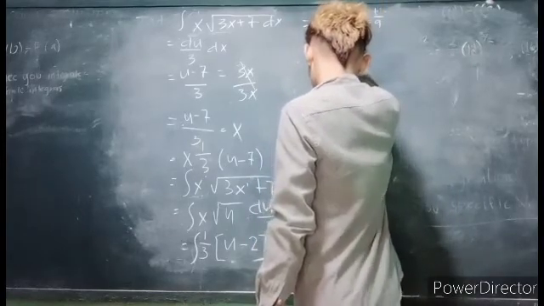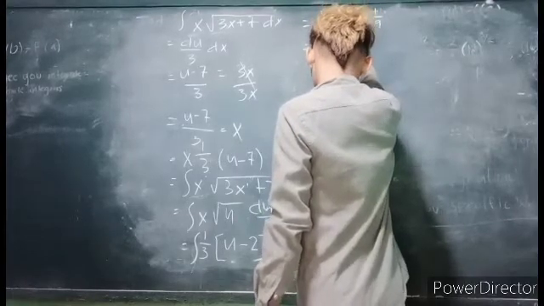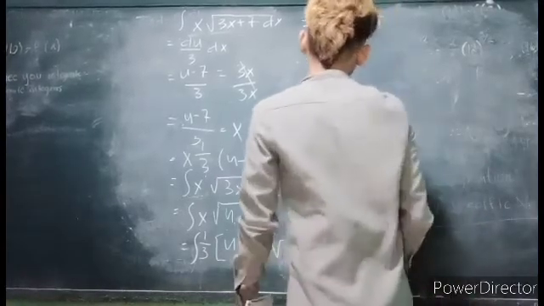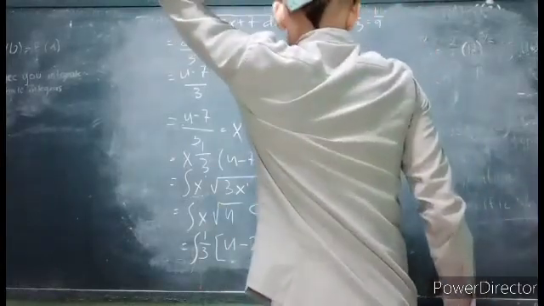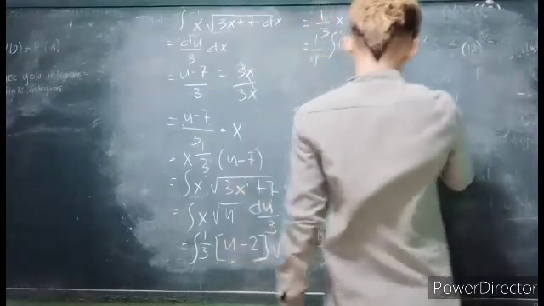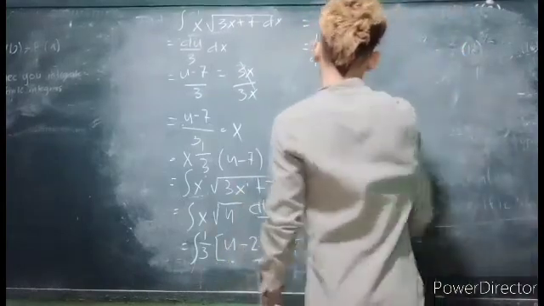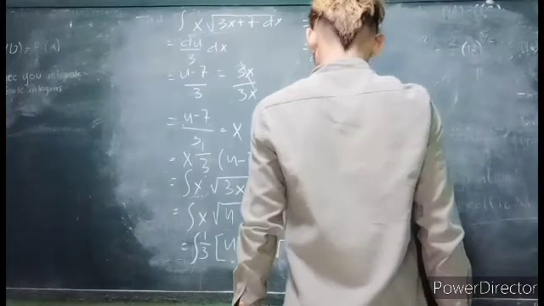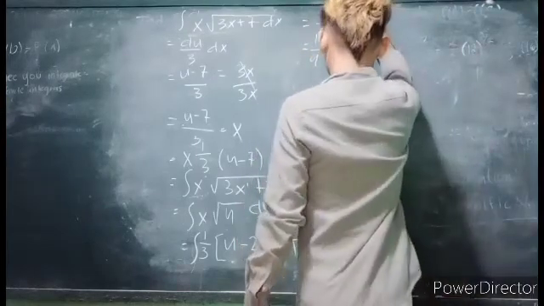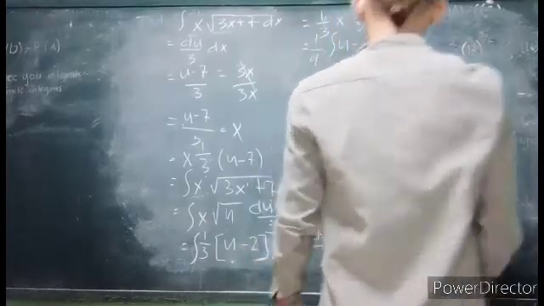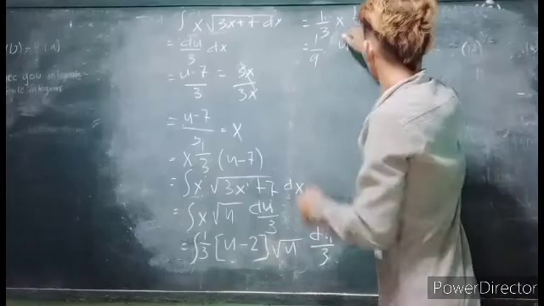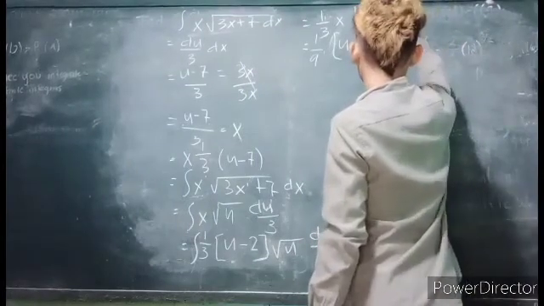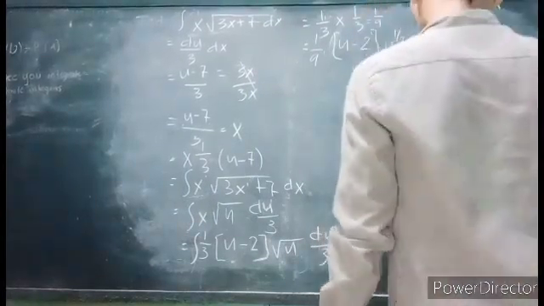So magiging 19 over u, then u minus 2, ay mali, u minus 2, next, u raised to 1/2, then du.